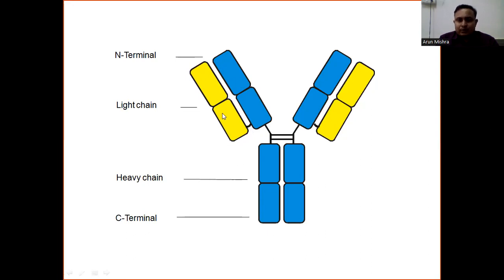There are two terminals, as there are in proteins. The N terminal or the amino terminal is at this fork-like structure, and the C terminal is at the base of the antibody.